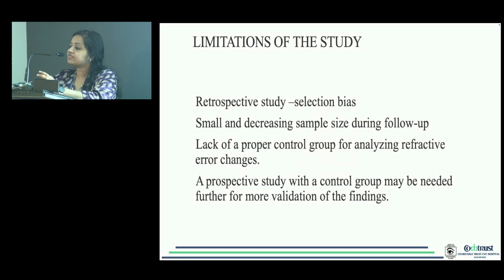So a limitation of the study was that it is a retrospective study. So there's a selection bias and small and decreasing sample size during follow-up, lack of proper control group for analyzing the refractive error changes. So a prospective study with a control group may be needed for more validation of the findings. Thank you.